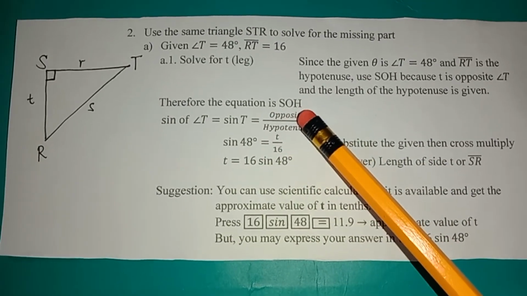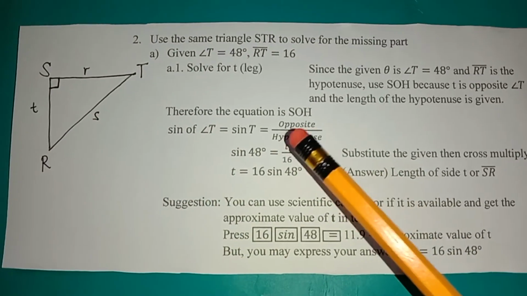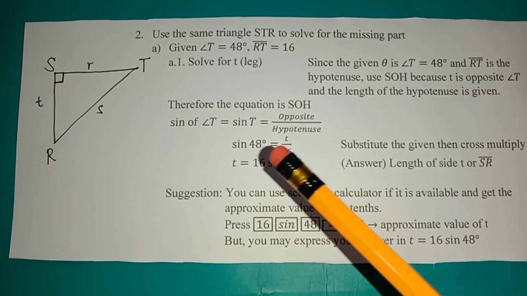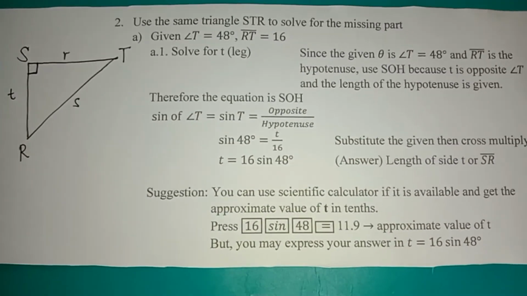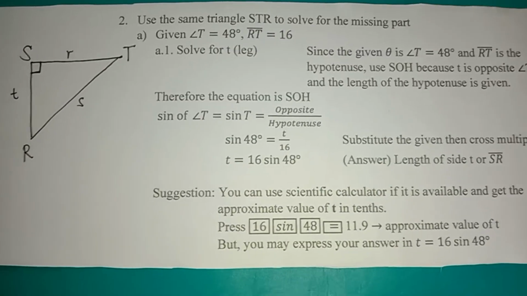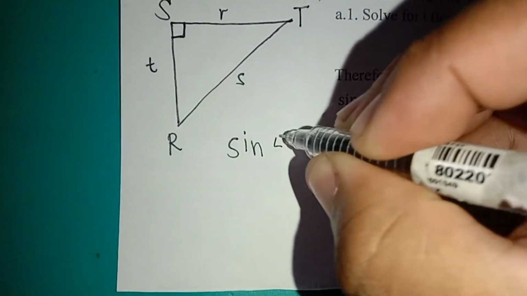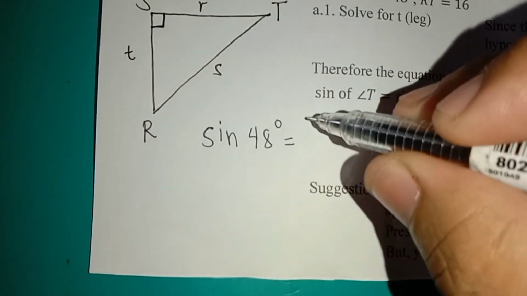So the opposite is the T. Angle T is 48 degrees. Sine of 48 degrees equals T over 16. And if you're going to solve that one, T equals 16 sine 48 degrees. Sine 48 degrees is equals T over 16.